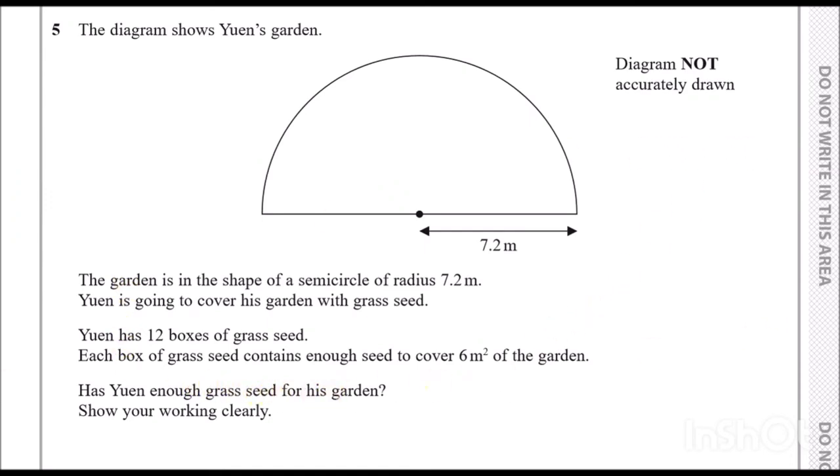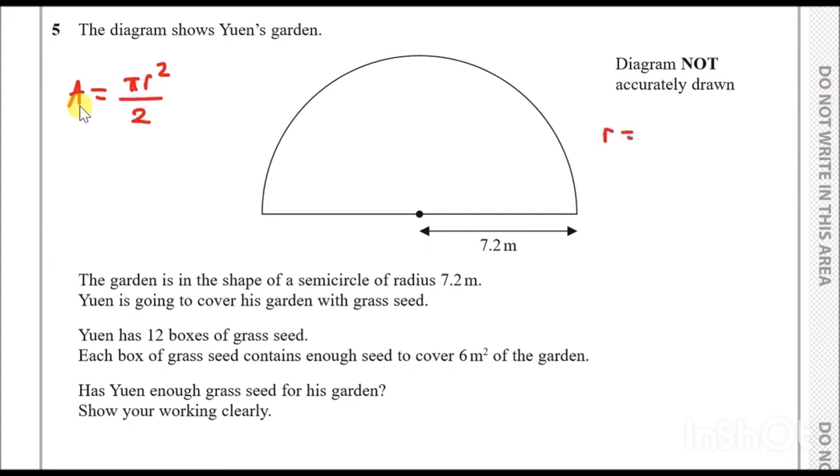Show your work in. Okay, so for these kind of questions, the most important element is to always find out firstly how big the garden is. So what is the area of the garden? Well, because we know it's a semicircle, this is essentially half the area of a circle. We need to remember that the area of a circle is pi r squared. Because we're dealing with half the circle, we're going to divide the result by 2.